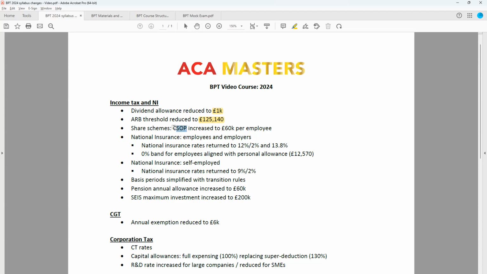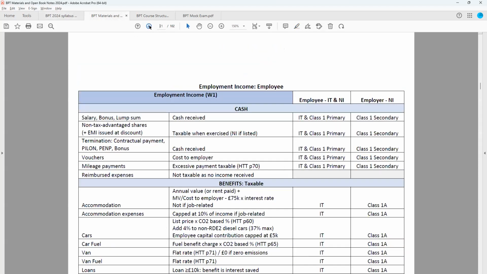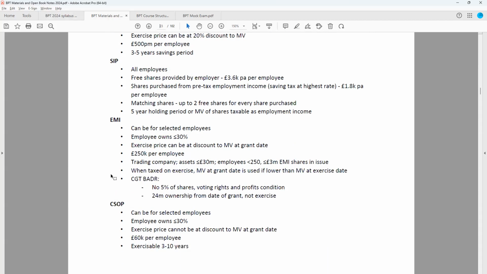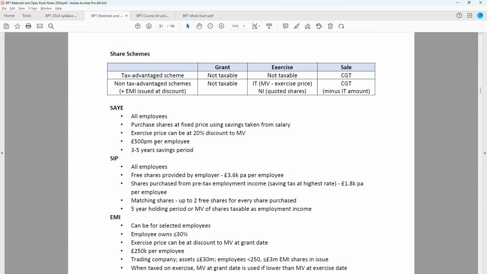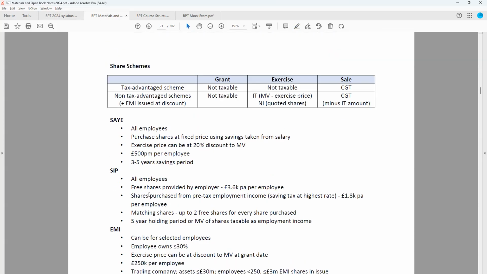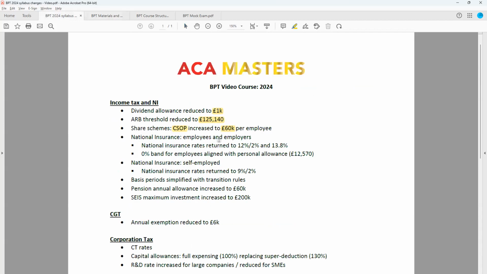So for share schemes, the amount for CSOP has increased. This is a small change, and again, definitely something you'd be looking up in the exam anyway. It would be part of a question where you might be advising on the tax implications of a grant, exercise, or sale of some shares administered under a share scheme, or advising on the most applicable type of share scheme. So you'd probably be looking up in the exam the amounts which can be granted under each share scheme. Not really a huge significant change there, as that is something you probably would have looked up anyway.